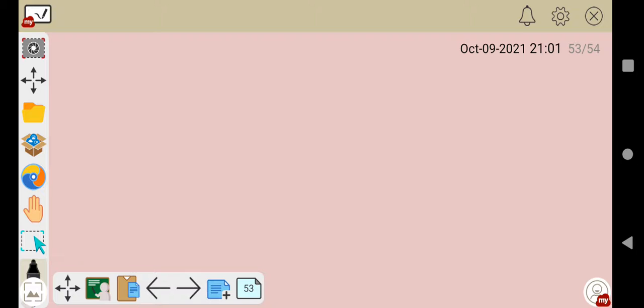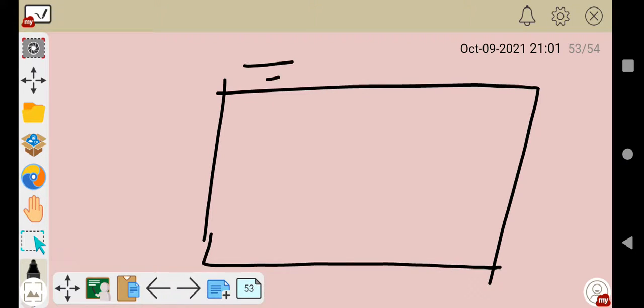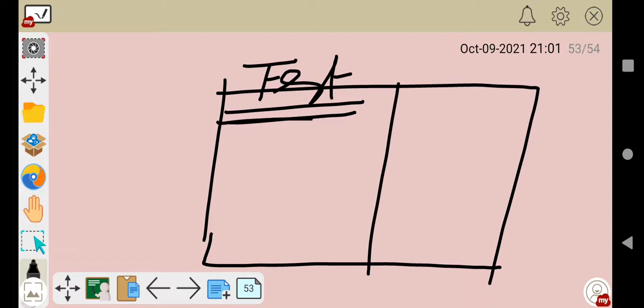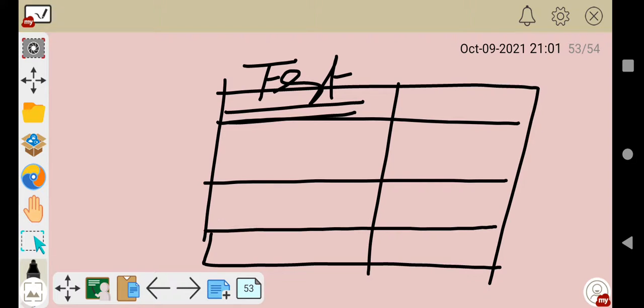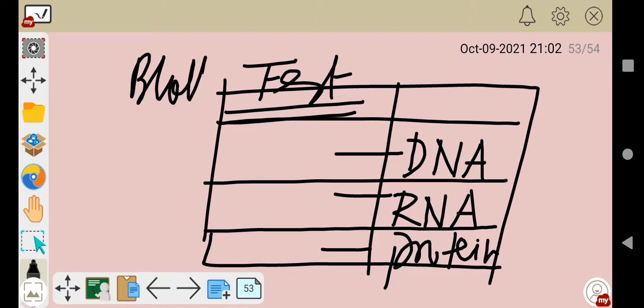Okay, another thing, guys, they ask about tests for DNA, RNA, protein. So I will make it clear here only. I will give you a mnemonic, you will never forget, right? DNA, RNA, protein. So how will you detect these things? Actually this is a blotting test. With what blotting test can you detect DNA, RNA, protein?